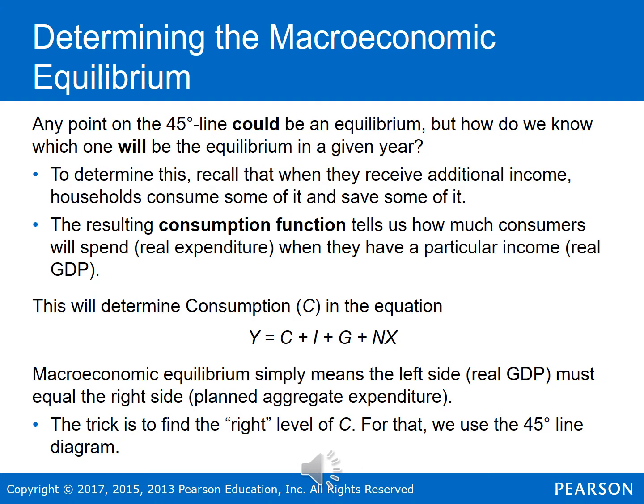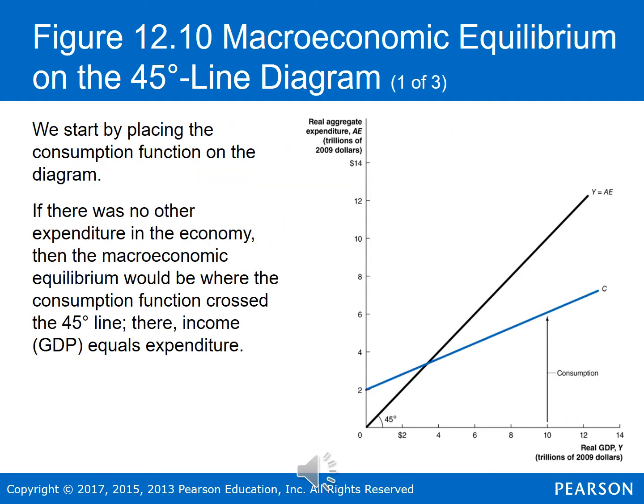This will determine the consumption in the equation Y equals C plus I plus G plus NX. Now, macroeconomic equilibrium simply means that the left side, real GDP, that Y, must equal the right side, the planned aggregate expenditure. So for that, the trick is to find the right level of C. And to do that, we're going to return to the 45-degree diagram. Let's start building this up using our 45-degree diagram.